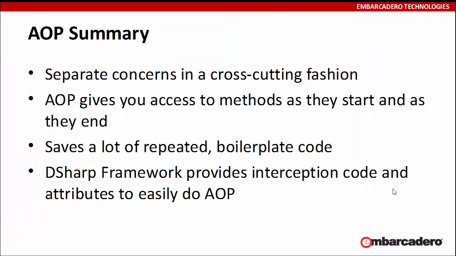So in summary, aspect-oriented programming allows you to separate your concerns in a cross-cutting fashion, horizontally as opposed to vertically. It gives you access to the methods as they start and as they end. It saves you from using a lot of repeated boilerplate code via the attribute feature, and the DSharp framework provides an interception code on attributes to easily do aspect-oriented programming.